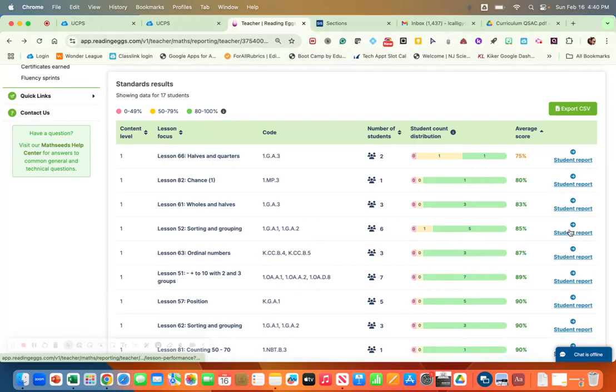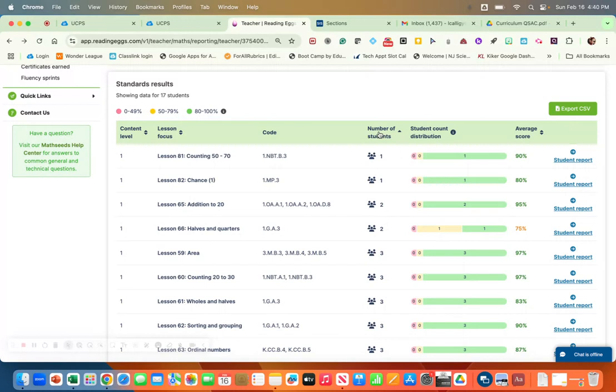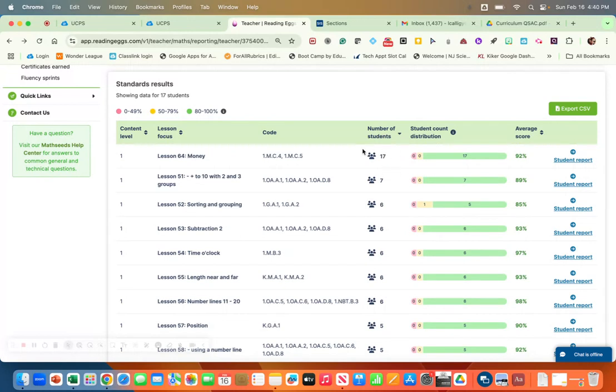And then you could look at the student report to see who those students are. Take into consideration also the number of students that worked within that lesson. So here, I can sort by number of students to see what lesson the majority of my class worked on, and then look to see how well they did. So this is going to go from highest to lowest. So we're looking at 17 students that worked on this lesson in this standard, and they all did well, right? But coming down, you'll see that there were 6 students that worked on lesson 52.